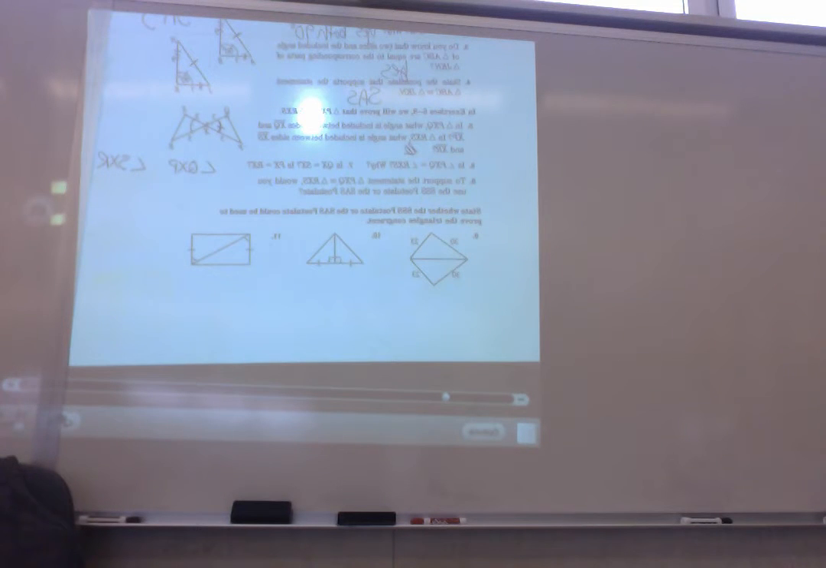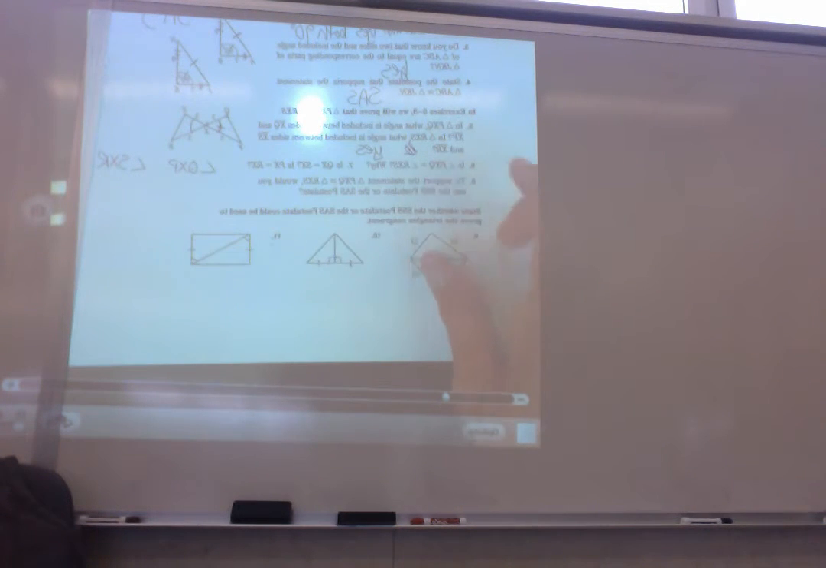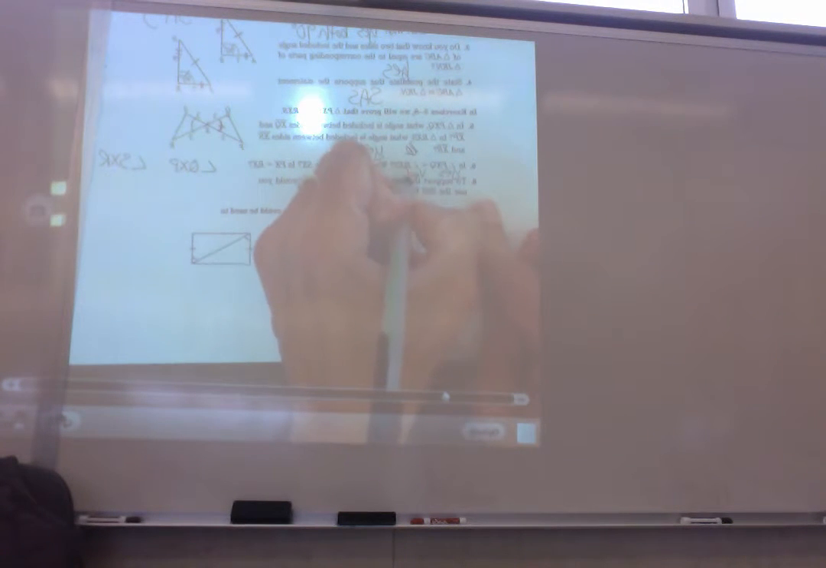So we can say right here, yes, they're vertical angles.